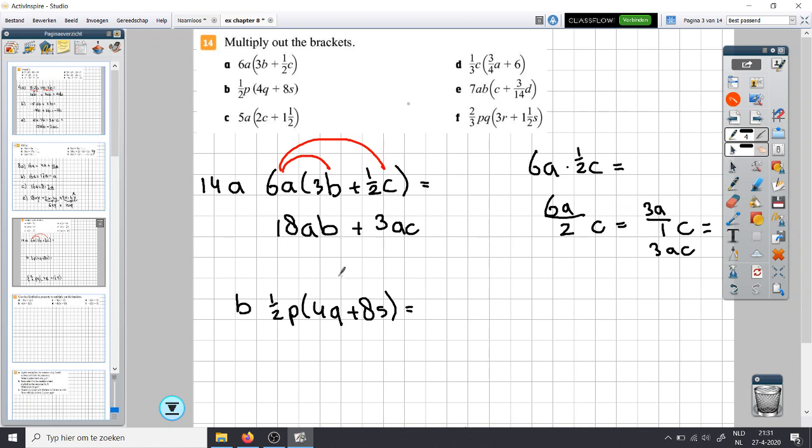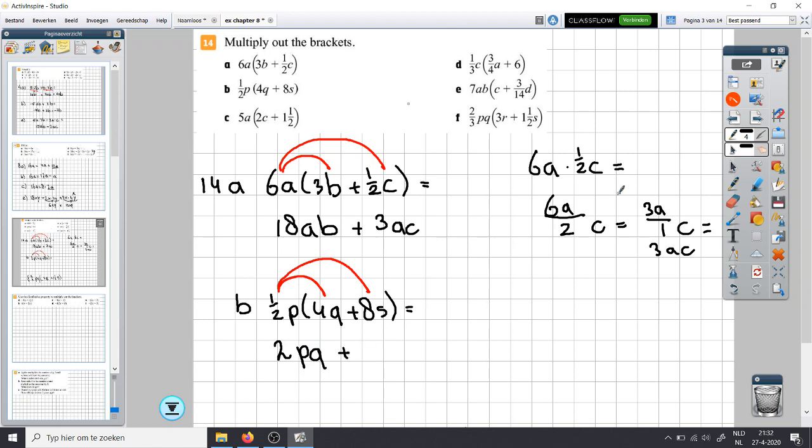Let's take a look at B. Same rule applies. So you have to multiply the thing in front with the first thing in the brackets and with the second thing in brackets. So a half p times 4q. First multiply the numbers. A half times 4 is 2. If you want to, you can write it down as an intermediate step as well, right? A half p times 4q plus a half p times 8s. But you don't have to. 2pq.